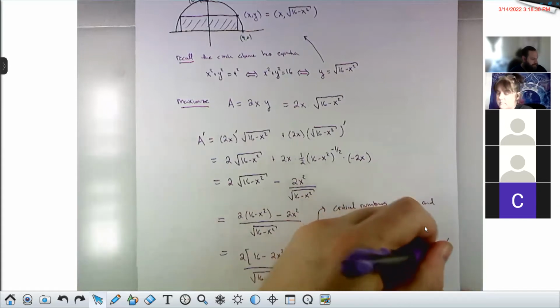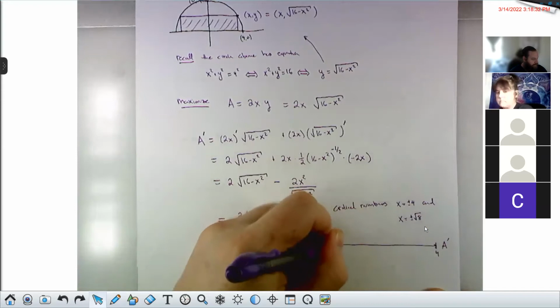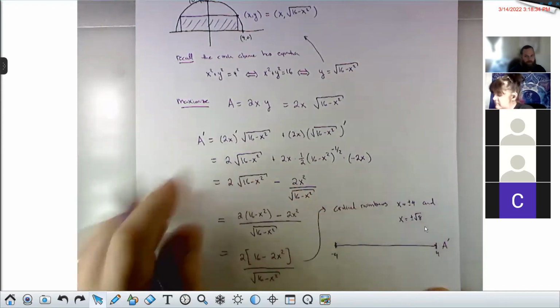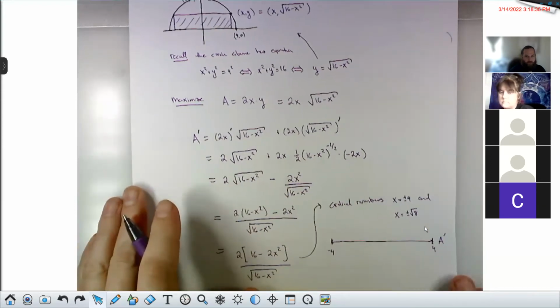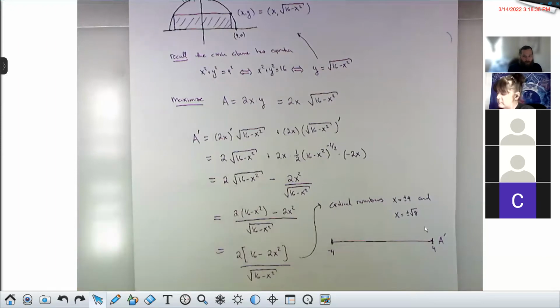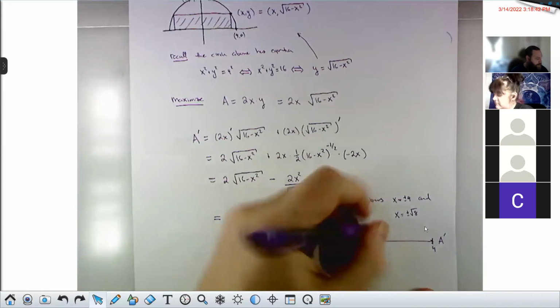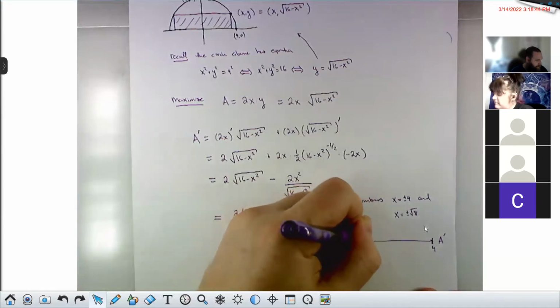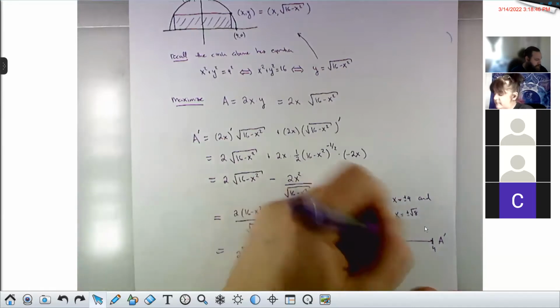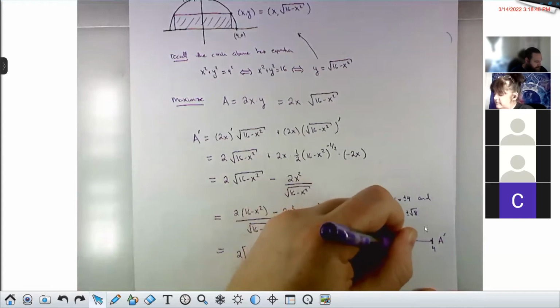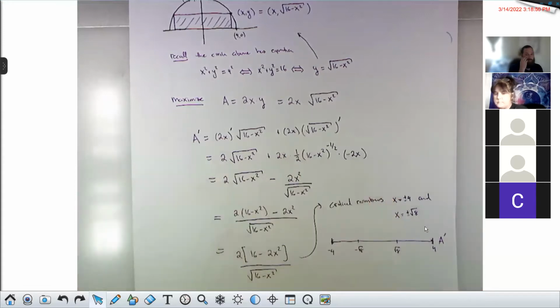So you can think of 4 as being over here and negative 4 as being over here. Those are the endpoints, and my area there is 0. So not worried about or interested in them. Negative square root of 8, however, and positive square root of 8, these are interesting.